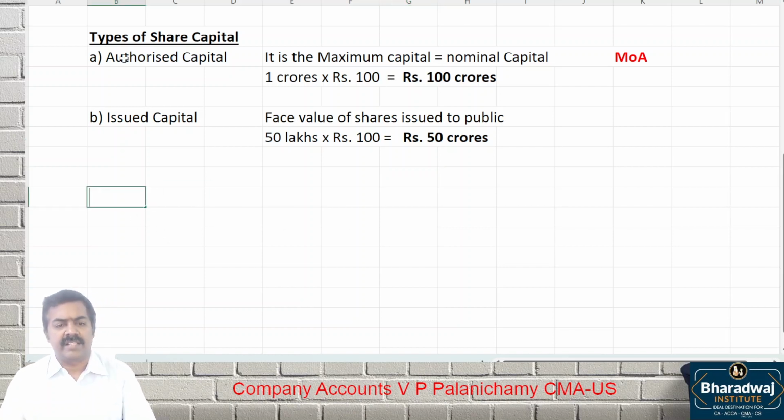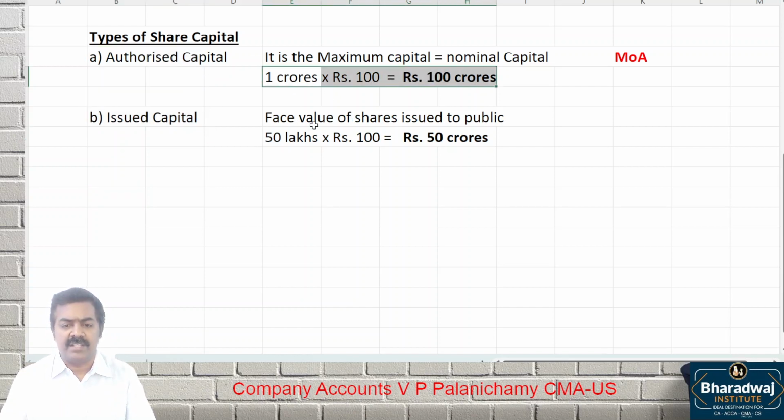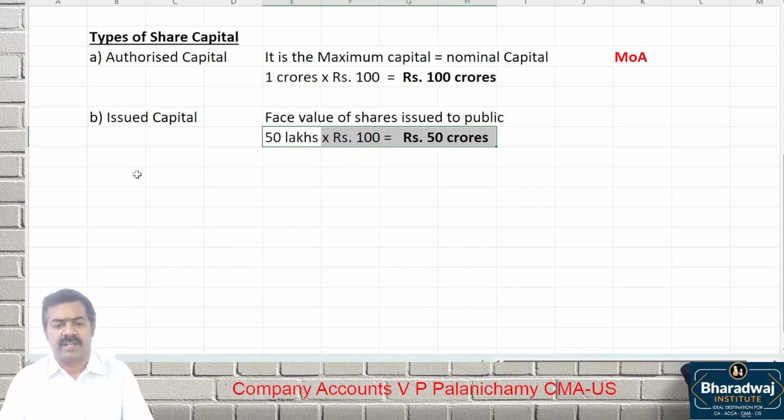See, can authorized capital and issued capital be the same? It can be the same. It should not go beyond 1 crore. But 1 crore shares into 100 each, this can also be the issued capital.